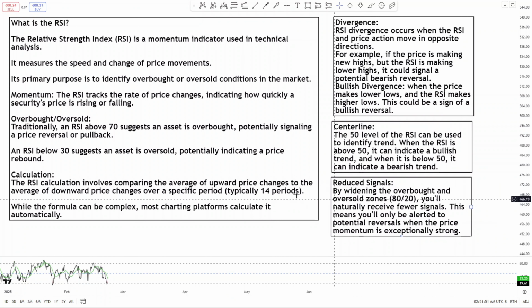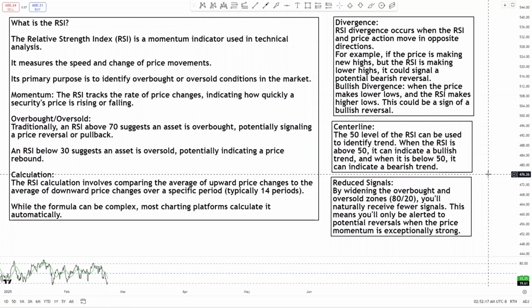Now, let me talk about the adjustments, as I said, or tuning of it. Reduce signals by widening the overbought and oversold zones to 80-20, which is what I do in my system. You'll naturally receive fewer signals because, of course, when I'm doing my CTS, my combined technical score, I only want the best of the best. I don't want to jump up and down every time there's a 70 or 30.